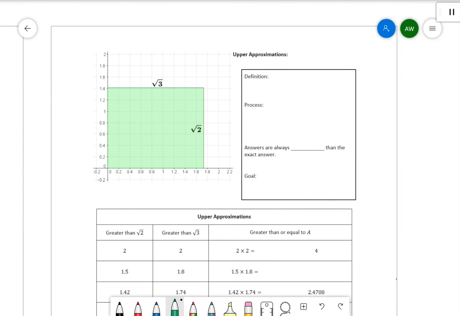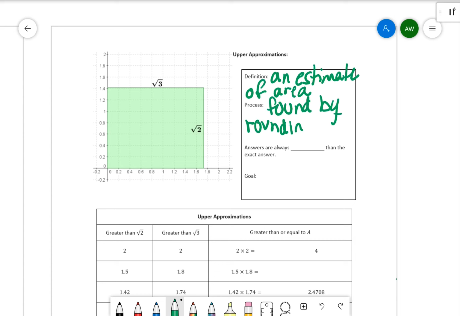Now let's do the same thing, but this time we're going to be using an upper approximation. The definition of an upper approximation is an estimate of area found by rounding up, and our answers will always be higher than the exact answer. Our goal is to be as precise as possible.